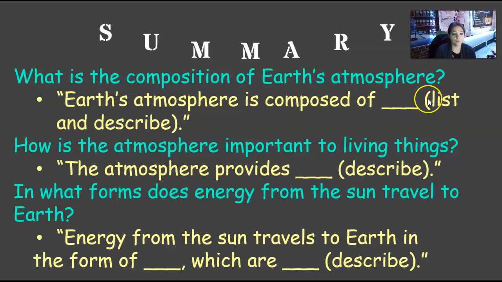All right, in what forms does energy from the sun travel to the Earth? Energy from the sun travels to Earth in the form of electromagnetic waves, which are waves that are either short or long, have energy, provide visible light.